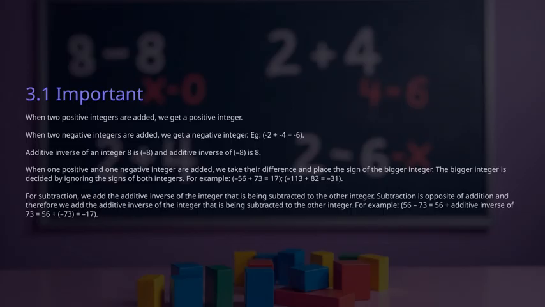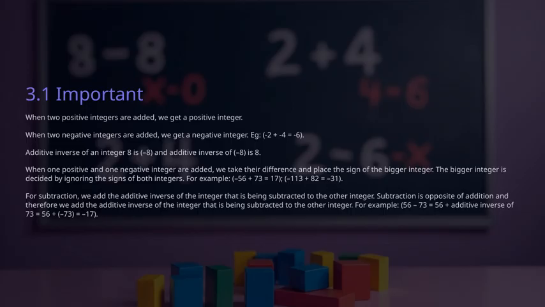Now let's connect this to subtraction. Subtracting one integer from another can be thought of as adding its additive inverse. So, instead of subtracting 73 from 56, we add the opposite of 73, which is -73. That way, 56 minus 73 becomes 56 plus -73, and that equals -17.